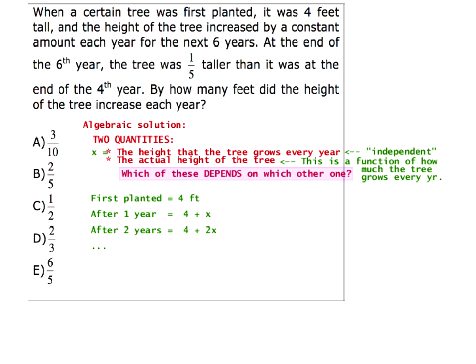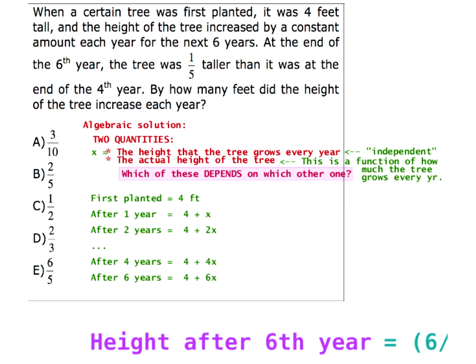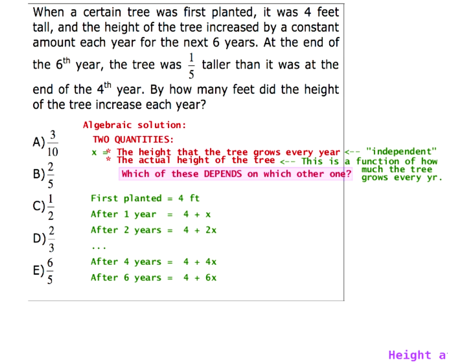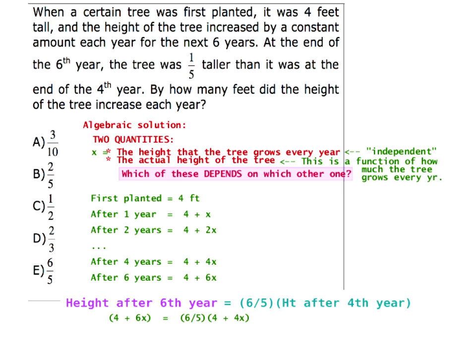etc. So the two numbers of years we actually care about are after 4 years, which is going to be a 4 there, and then after 6 years, it's going to be a 6 there. And then you just want to import what we figured out in the last part, which was that the height after the 6th year is 6/5 of the height after the 4th year. So that's what we figured out last time. So we can just import these expressions now. After 6 years, it's 4 plus 6x, and that's 6/5 of 4 plus 4x.